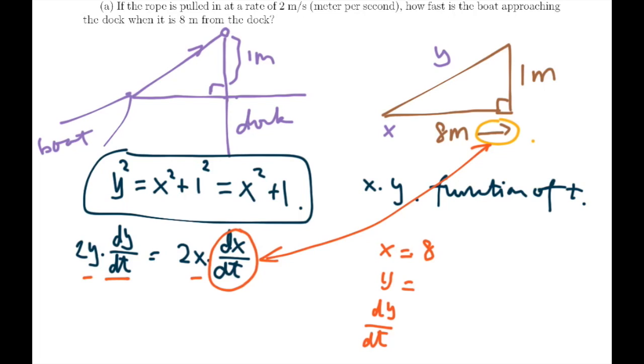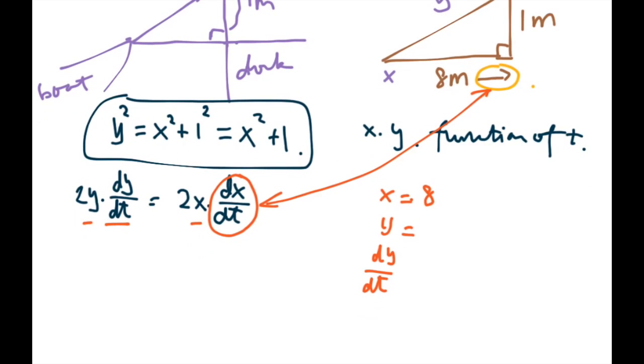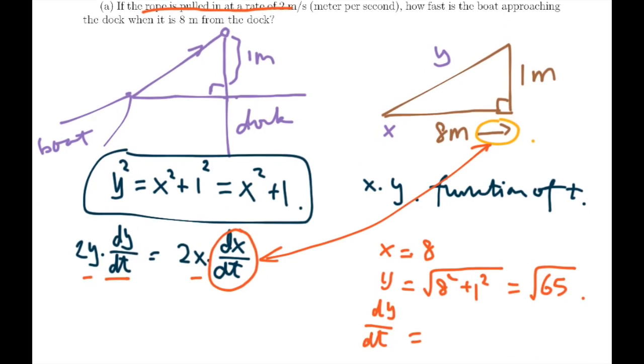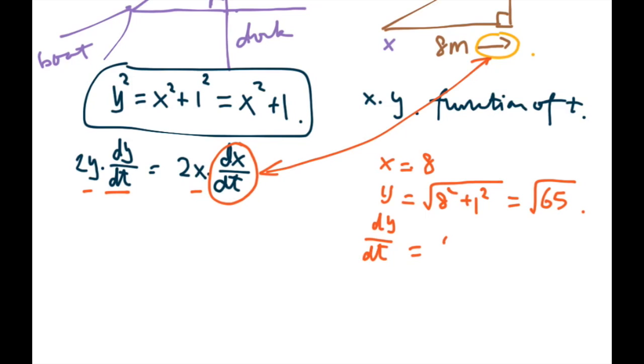Remember, we are in a right triangle, and we can use the Pythagorean theorem to find y. That is given by the square root of 8 squared plus 1 squared. If you calculate this out, it is root 65. And for the last quantity, dy over dt, it is also easy because we know that the rope is pulled in at the rate of 2 meters per second. That means dy over dt is equal to 2.